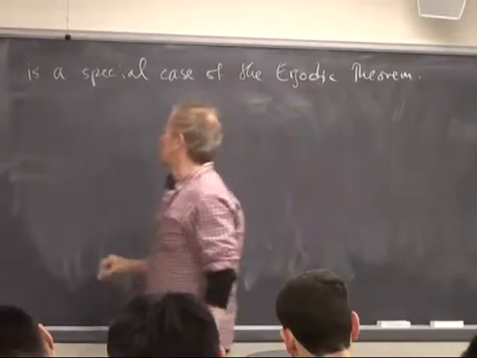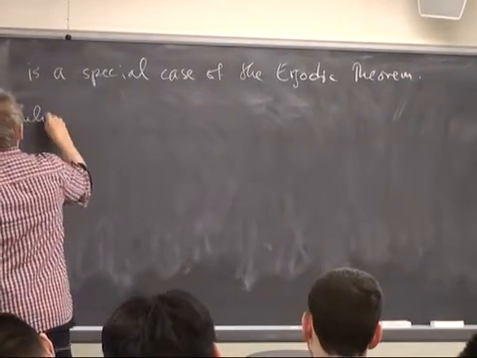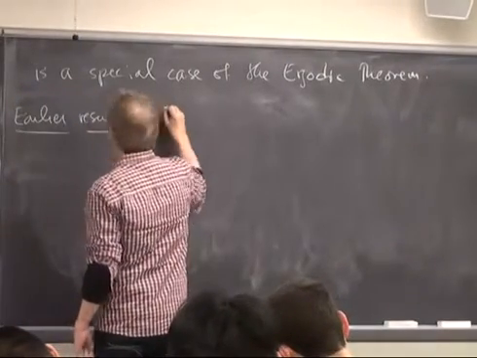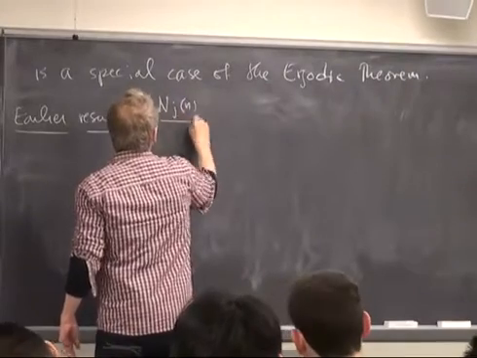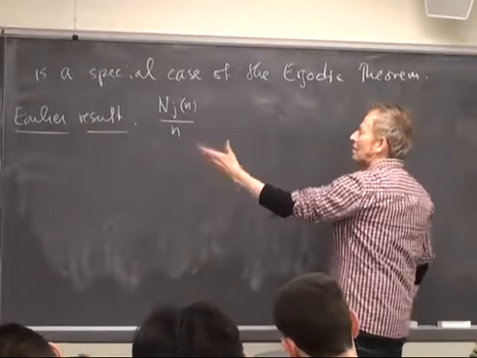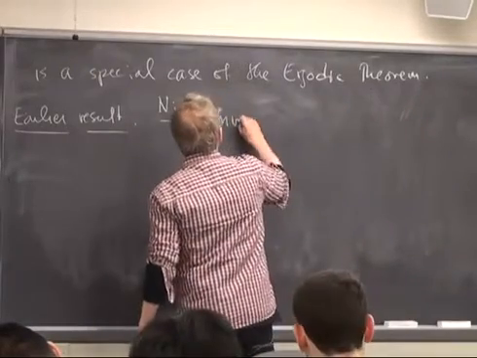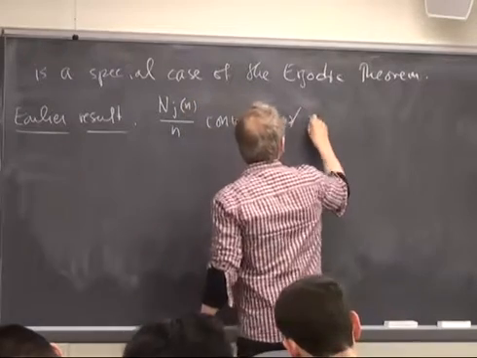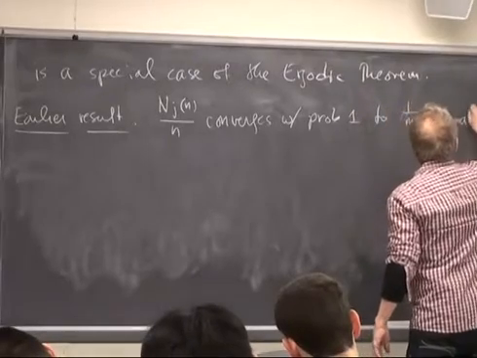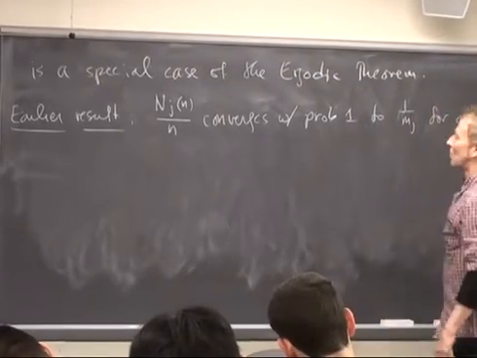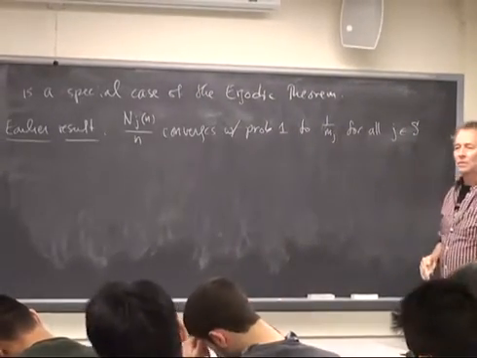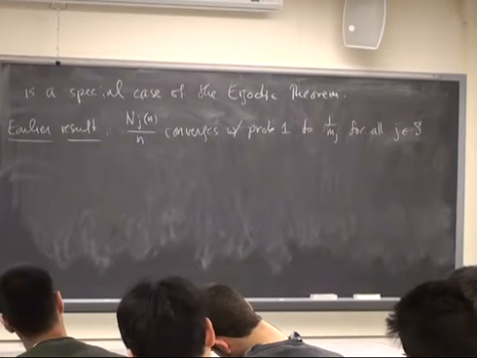Okay, so what does the earlier result say? The earlier result says that N_j(n) over n, the number of visits to state j over the time interval 1 through n divided by n, converges with probability 1 to 1 over m_j for all j in the state space S. And of course, this is a much abbreviated version of the earlier result because of the context we're talking about here: the one recurrence class Markov chain.